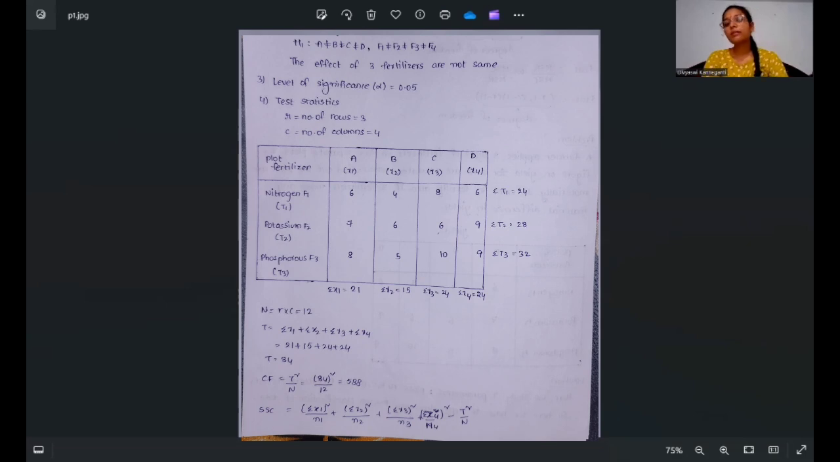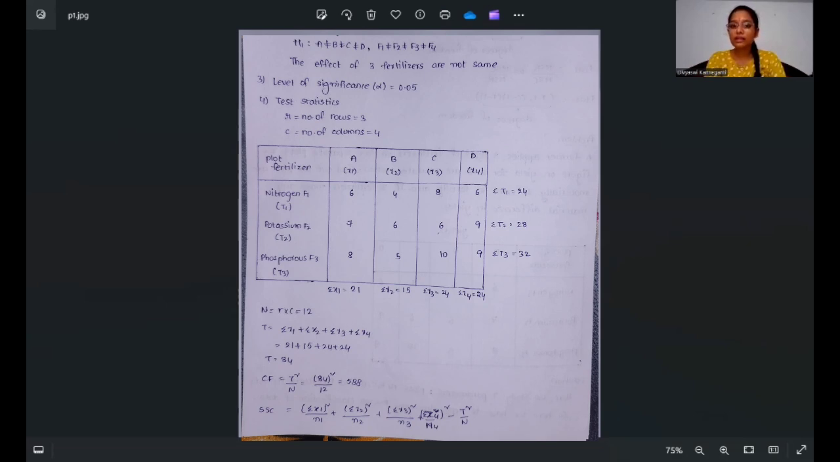As we can see in the question, they didn't give any level of significance value. So by default, the level of significance value is 0.05. As we said before, the number of rows is 3 and the number of columns is 4. So the N value would be number of rows into number of columns, that is 12.